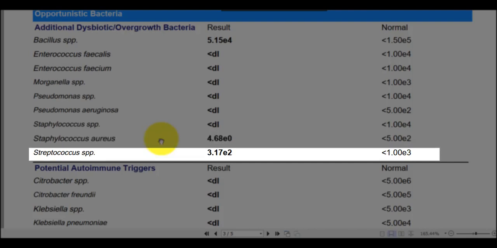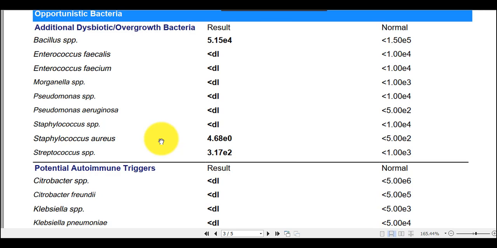And we also see Streptococcus species as detectable in this report. These are gram-positive bacteria, and high levels may result from low stomach acid, proton pump inhibitors, reduced digestive capacity, as well as small intestinal bacterial overgrowth. Sometimes Streptococcus can result in loose stools.